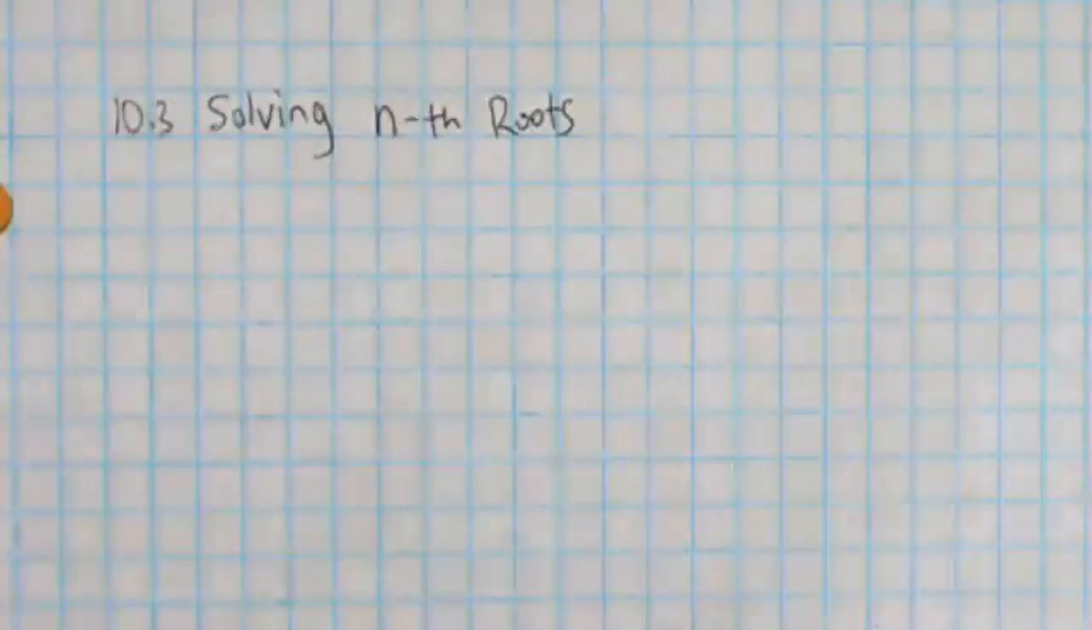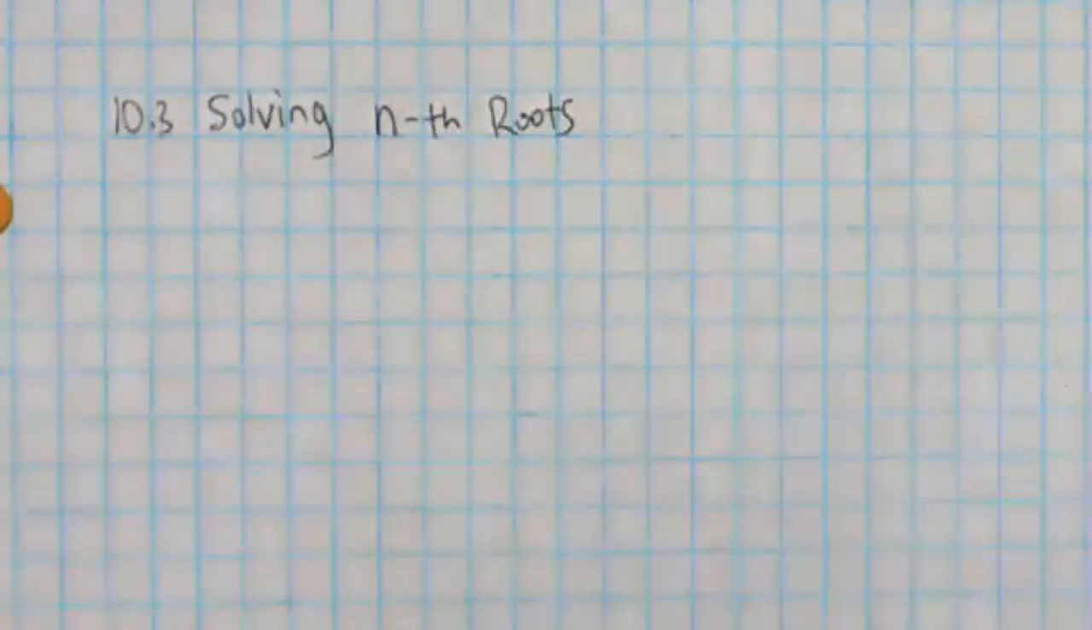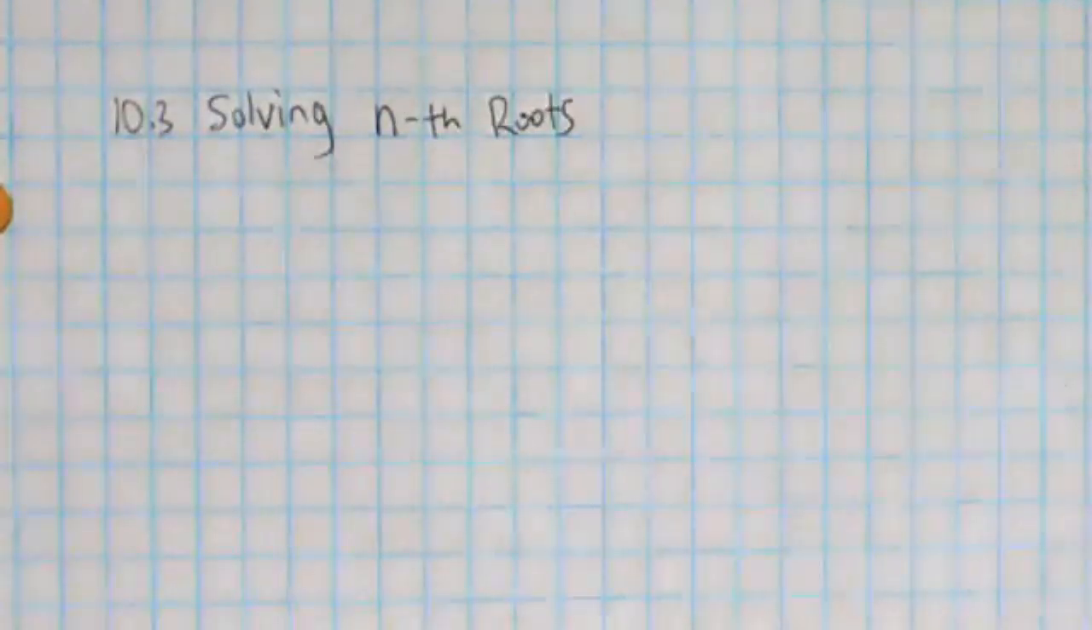Okay, so today we're in the final section of 10.3 and we're looking at solving nth roots. So nth roots are basically everything that we haven't done so far, meaning the stuff that isn't square roots. And taking a look at nth roots, we're just going to look at a few problems and you'll see how it's similar and different to what we've already done.